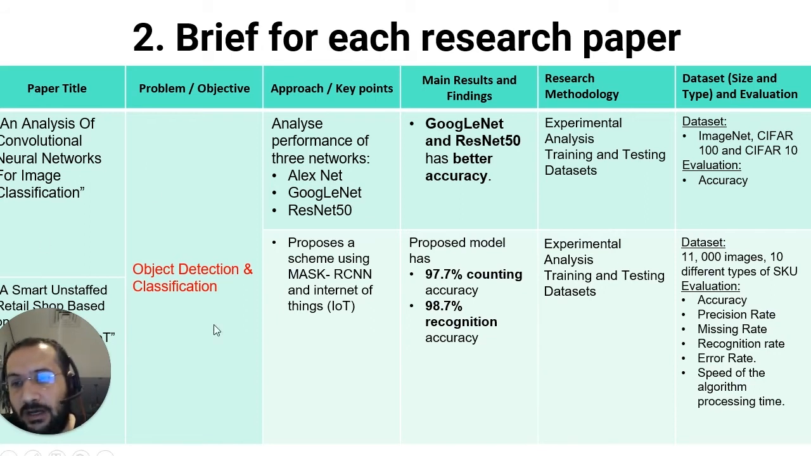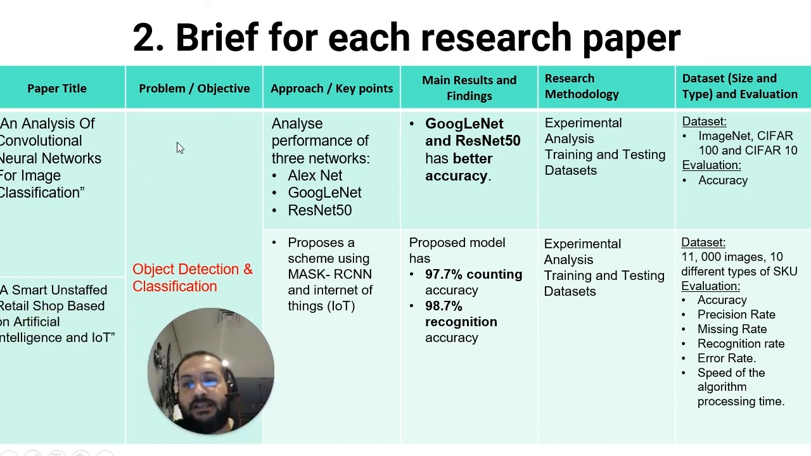The second one, I'll move this, is the smart unstaffed retail shop based on artificial intelligence and the IoT. Mainly the objective of this paper talks about the customer identification and the commodity recognition in the implementation of an unstaffed retail shop. So with that, the research follows the approach of proposing a method based on, as you can see, Mask RCNN and the Internet of Things. It's a combination. And the dataset used for training the model includes 11,000 images and 10 different types of stock keeping units, which is the SKU.